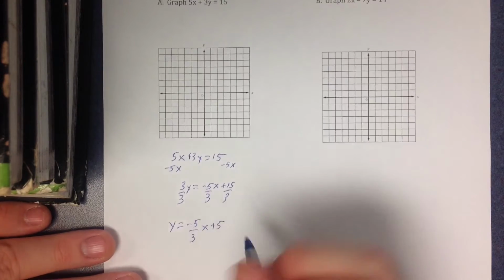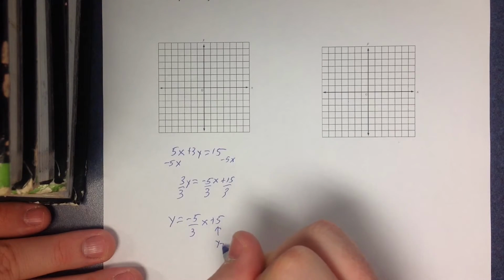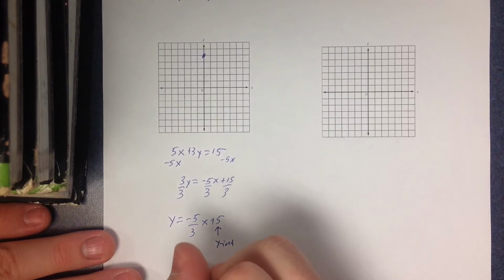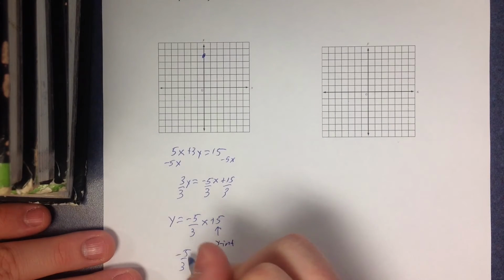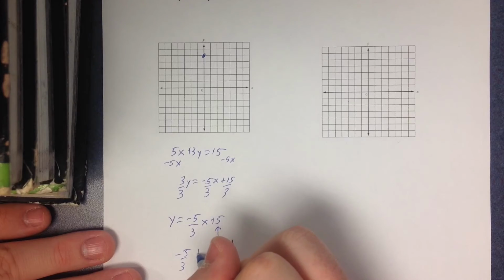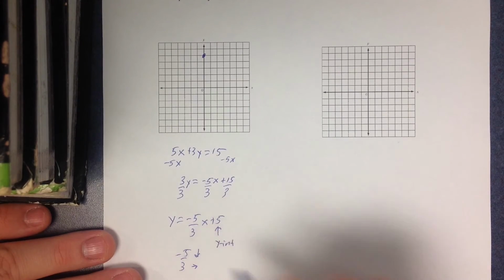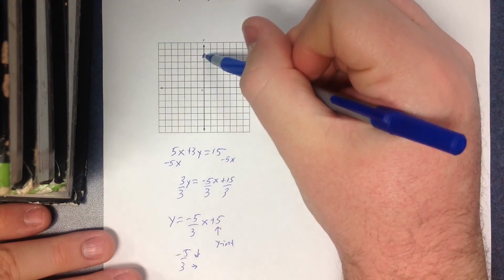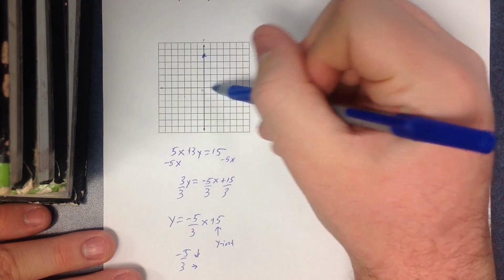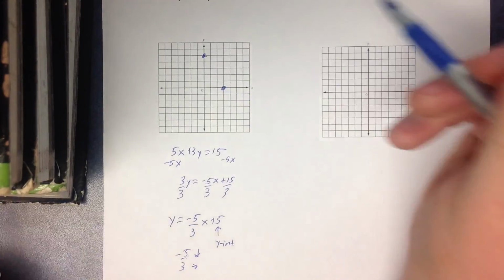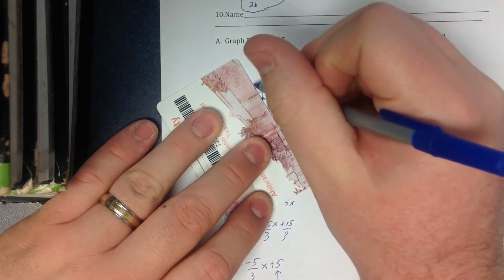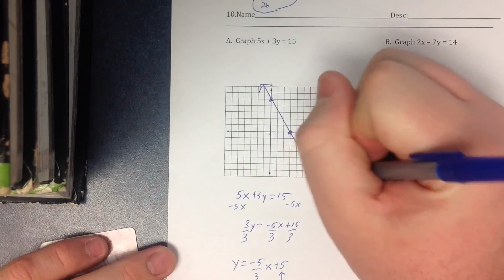So now that it's in slope-intercept form, the 5 is my y-intercept, or the b, which is the starting point. So I would go up to 5. Negative 5 over 3 is my slope, which is my rise over the run. So since it's negative, I'm going to go down 5 and then to the right 3. So from our point here, we're going to go down 5 and to the right 3 to get our second point. And then draw our line.